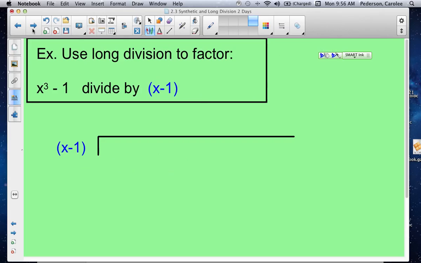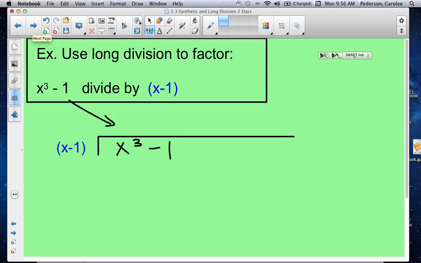All right. This one I would recommend you write down. It's a little bit of a different twist to the problem. So you want to take x cubed minus 1 and divide it by x minus 1. What is going to go underneath that division symbol? Is it going to be x cubed minus 1?